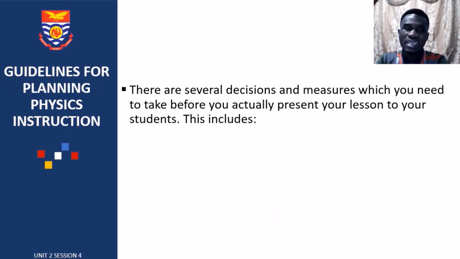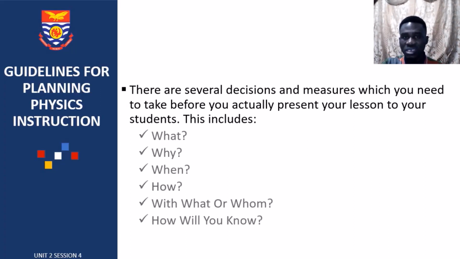So what are some of the guidelines that you need for planning physics instruction? What guidelines do you need as a teacher? We must understand that several decisions and measures need to be taken before the actual lesson in the classroom. Some of the guidelines that you need in your decision taking include what, why, when, how, with what or who, and how will you know. So let us consider these decision making in the teaching-learning process.